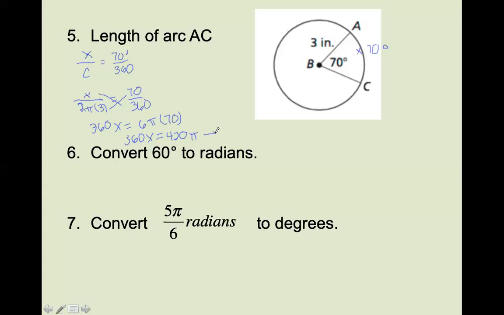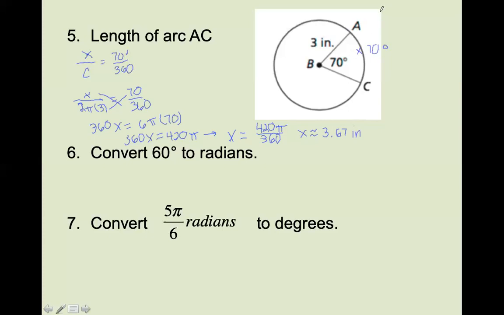Okay, I'm solving for x. And so I want to get that x is going to be equal to, I'm going to divide both sides by 360. I'm going to have 420 pi divided by 360, right? I had to get x all by itself on the left. So if I do that calculation, I get that x, which is the arc length, is going to be about 3.67 inches.